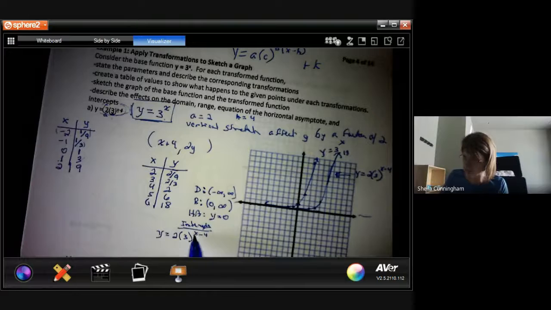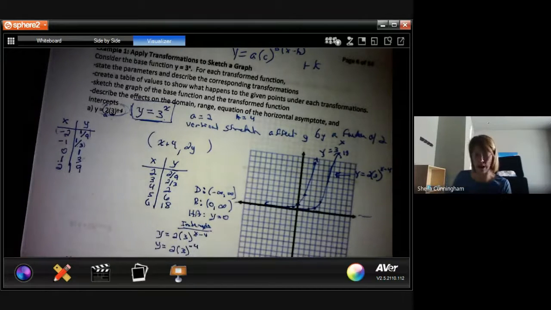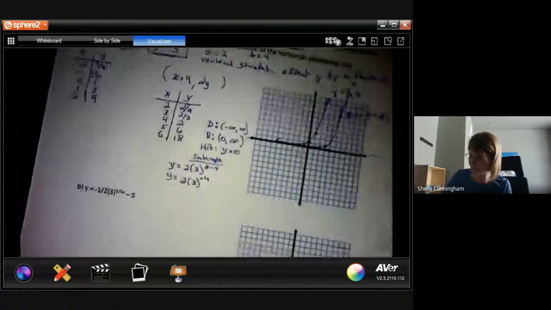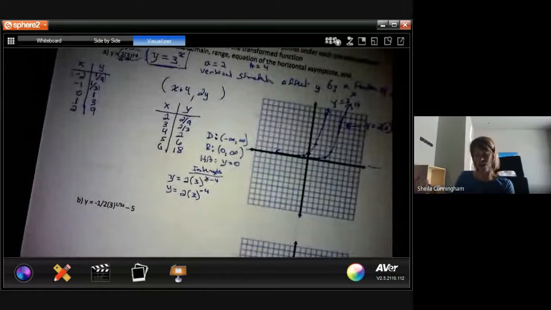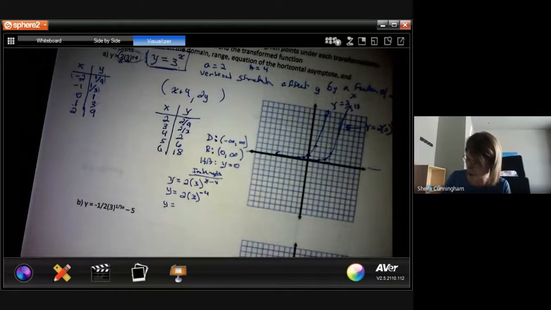If I end up putting 0 in for x, if you want to find out what your y-intercept is, we always put 0 in for x, right? So if I look at this and go 2 times 3, now if I'm replacing the x with 0, I really have 0 minus 4 is going to give me a -4 up there instead now, right? So now it's just a matter of finishing off our calculations to figure out that number.